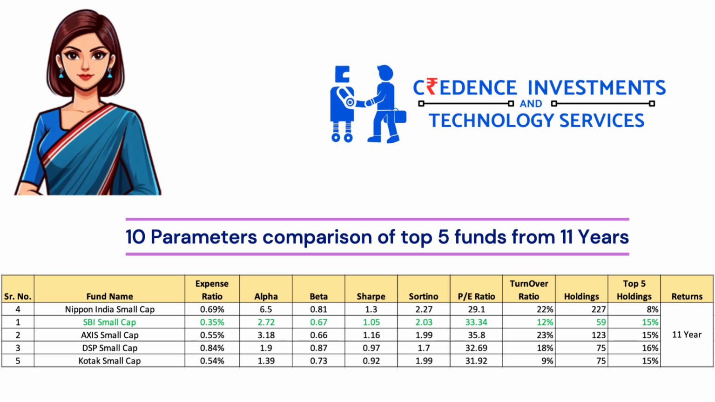Key observations. 1. SBI Small Cap Fund offers a balance between low volatility, low expenses, and strong risk-adjusted returns. 2. Nippon India Small Cap Fund is an aggressive performer, with high alpha and diversification but higher turnover. 3. Axis Small Cap Fund stands out for stability, with the lowest beta, making it a low-risk option in the small cap category. And that's it.